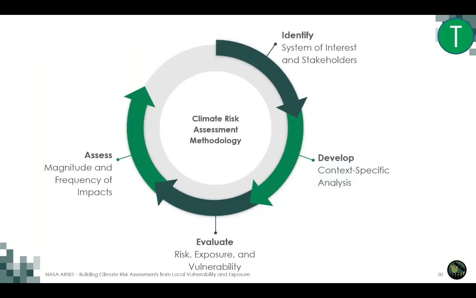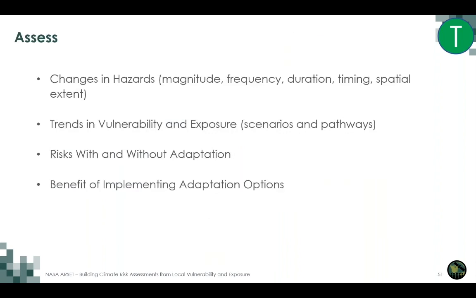The next phase of the climate risk assessment methodology is the assess phase, where we actually do the scientific assessment. And in particular, we're going to be focusing on the magnitude and frequency of impacts. So here is where we actually do the calculations and we make our projections around how hazards are changing. We look at all of those components of change, the magnitude or the intensity, the frequency, the duration, the timing, the spatial extent. We look at trends in the vulnerability and exposure. So it's not only the hazard that might change as we're thinking about future conditions. And then we want to evaluate the risks both with and without adaptations and proposed interventions so that we can see those in context and see if our system or if an adapted system is better positioned.